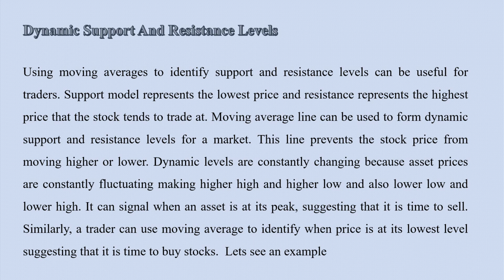Dynamic levels are constantly changing because asset prices are constantly fluctuating, making higher highs and higher lows, and also lower lows and lower highs. It can signal when an asset is at its peak, suggesting that it is time to sell. Similarly, a trader can use a moving average to identify when price is at its lowest level, suggesting that it is time to buy stocks. Let's see an example.